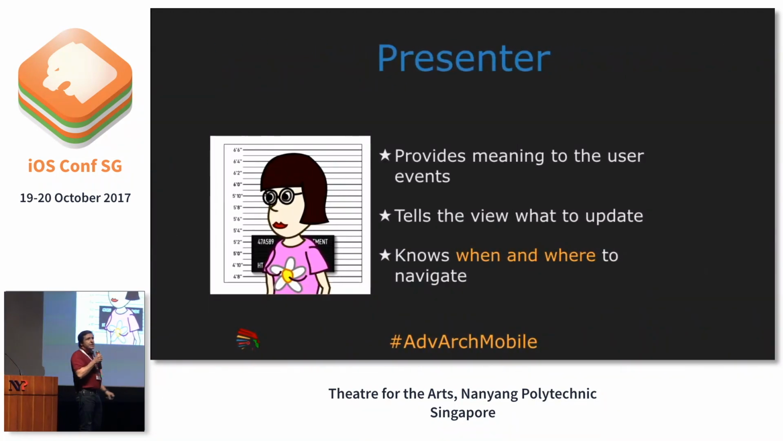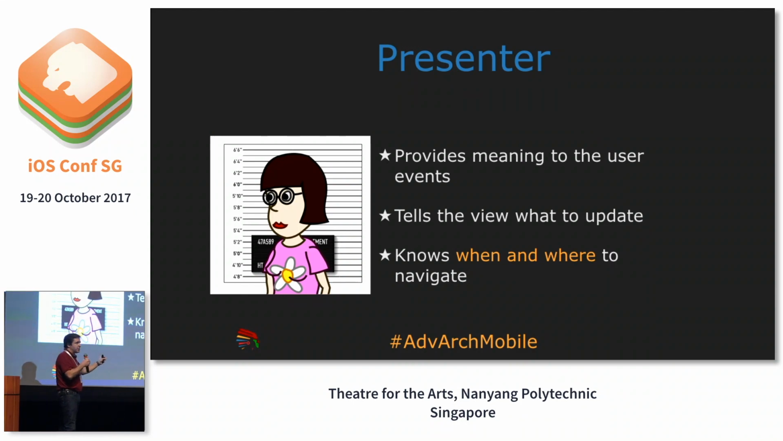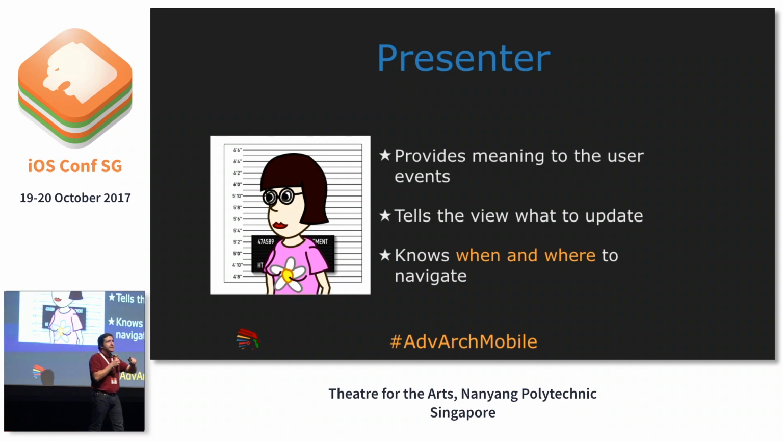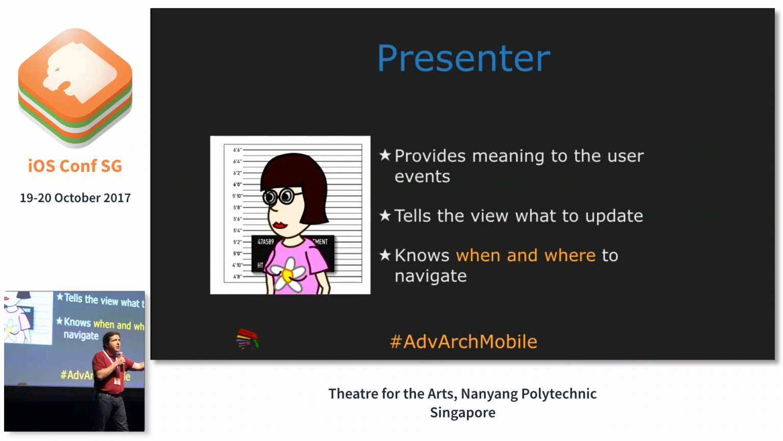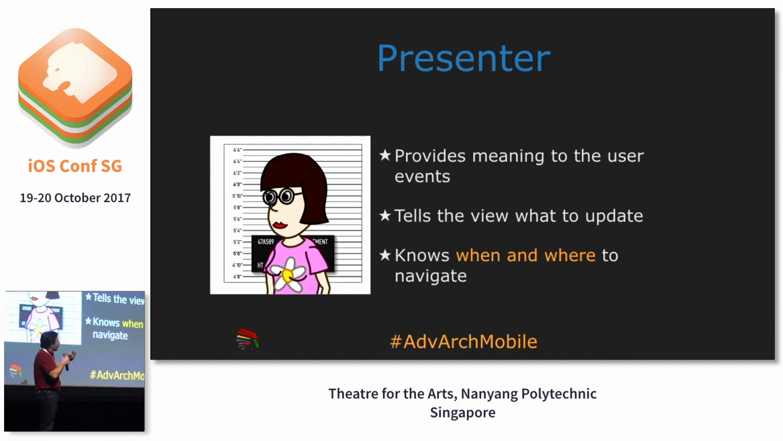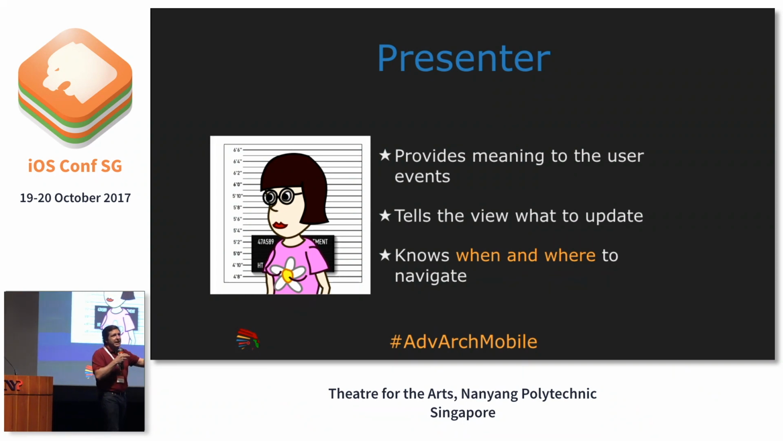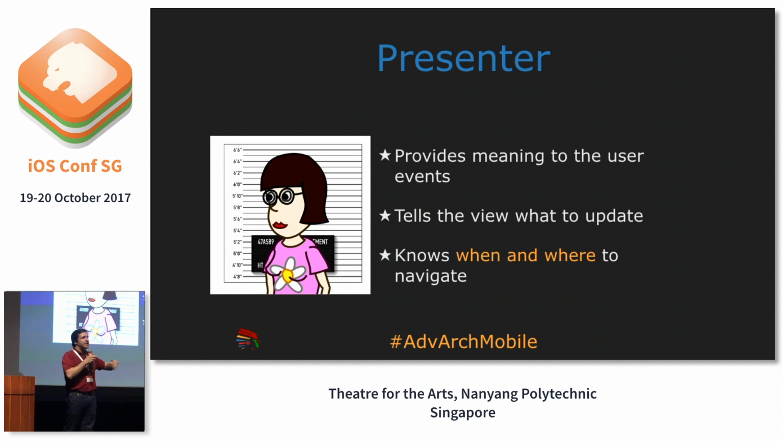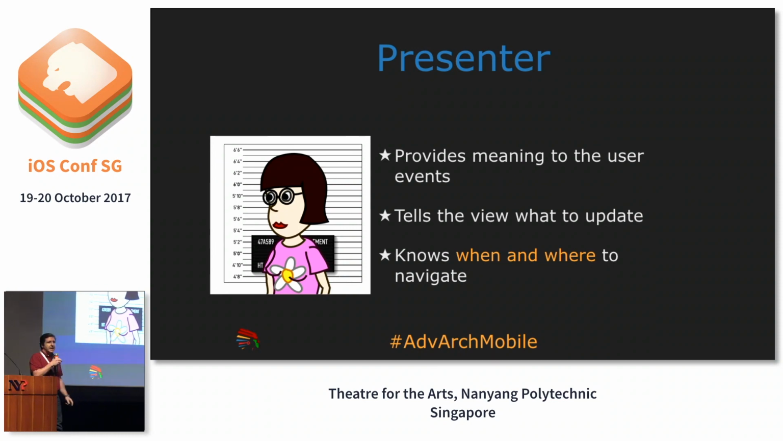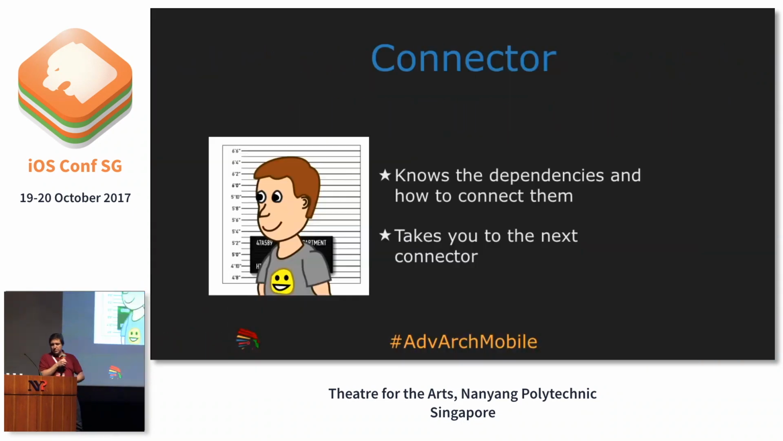The presenter is the brains behind this architectural design pattern. It's the one that provides semantics to the user events. So when a user taps on a button, the presenter is the one that should decide where to navigate to and how and when to do it. So that is the guy, the girl in this case, that is going to take the decisions on what has to happen as a result of each of the user events that have been produced.